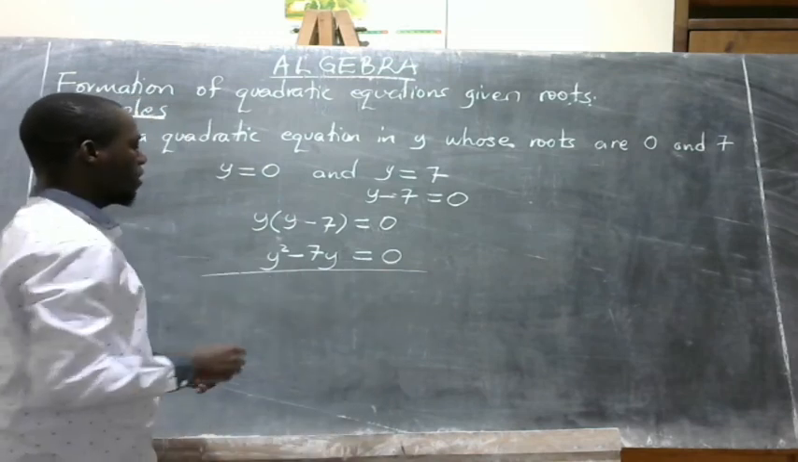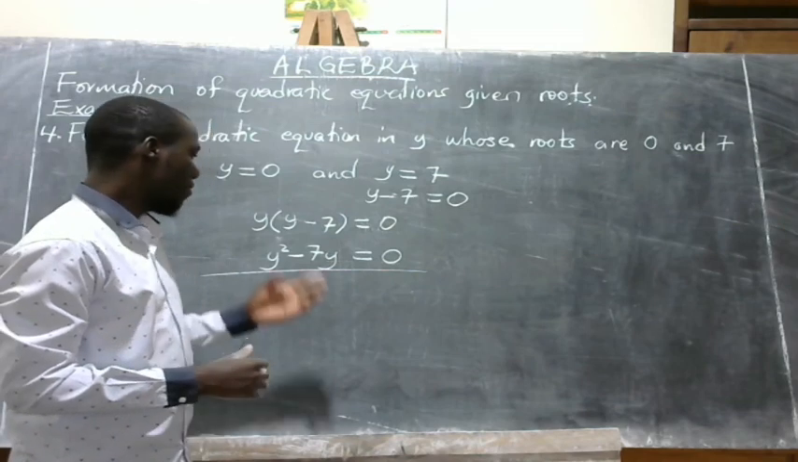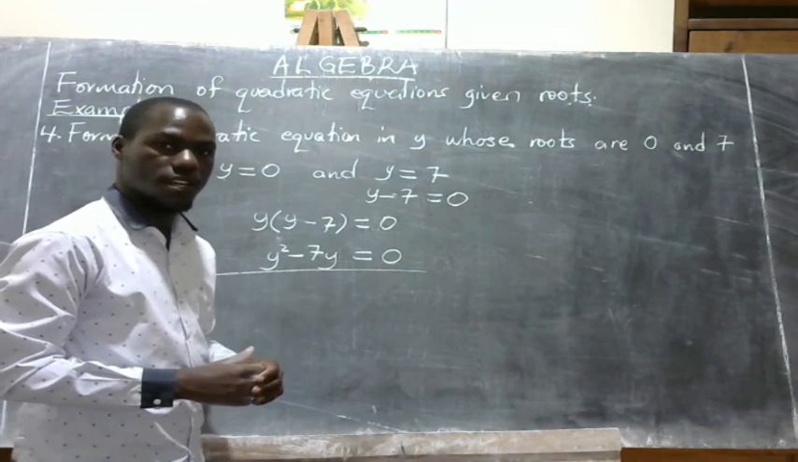Remember, we said that one also is a quadratic equation, even if it does not have a constant term.